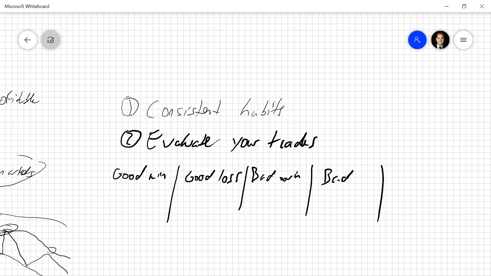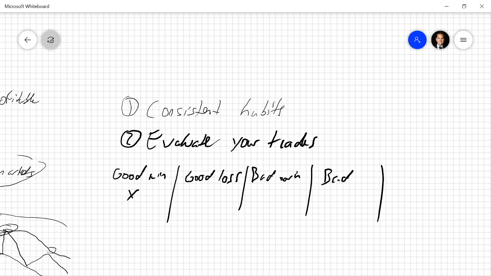Okay. So every time you take a trade, it has to be put into one of these categories when you close it, of course. A good win is a trade that you take that was following your plan, and then you win it. Your plan should be able to dictate that. If the trade is following your plan and you win it, it's a good win.